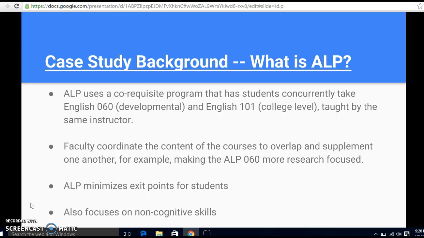Because these courses are taken together, ALP helps to minimize exit points for students, and it also focuses on pulling in and teaching more non-cognitive skills, which help students gain success beyond just the English classroom.